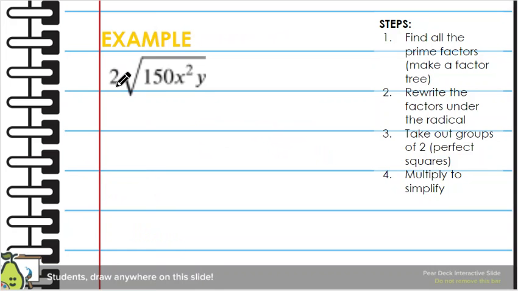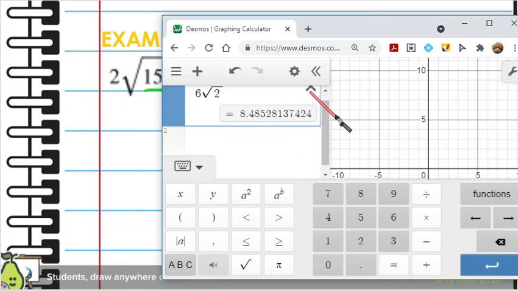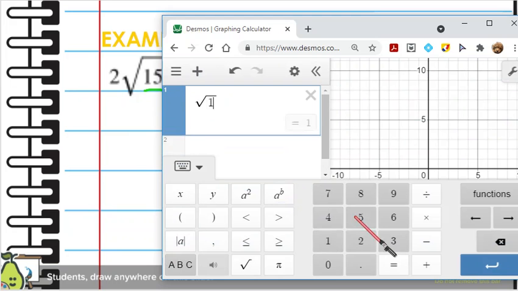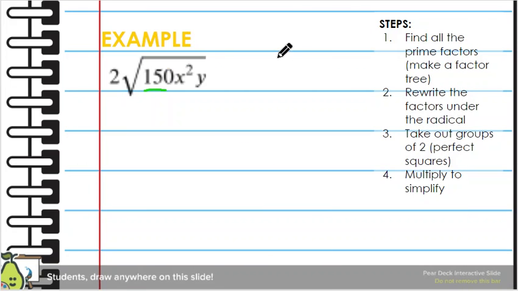All right, in this example, I have 2 times the square root of 150x squared y. So this one's a little different, right? Because we have x's and y's here. The first thing I want to do is worry about this 150. So I can put that in my calculator and see if the square root of 150 gives me a whole number. Square root of 150, no, it's not. It gives me a decimal. So that means I have to break this down.